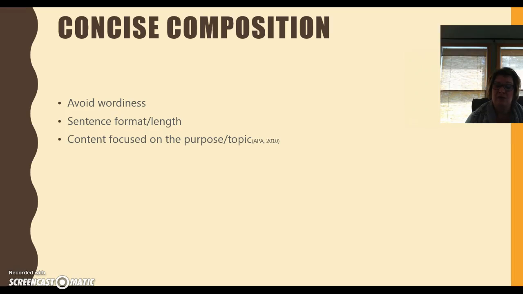And also, as you're writing your paper, be very focused with what you're writing. Don't add extra information that isn't really pertinent to your chosen purpose of the paper or topic.